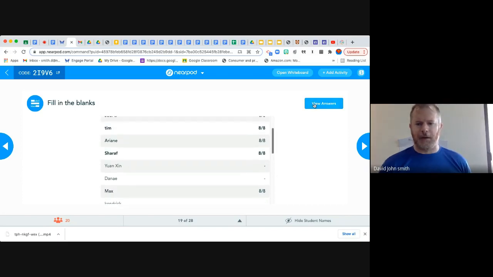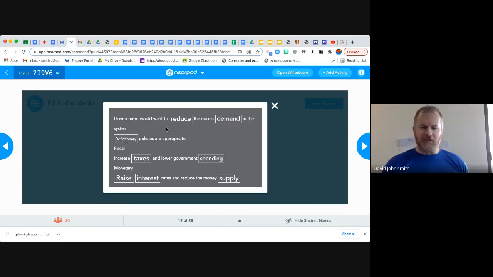All right. So, if we're wanting to reduce the excess aggregate demand in the economy, then a deflationary, contractionary policy is appropriate. So from a fiscal point of view, we're thinking about increasing taxes, lowering government spending. From a monetary point of view, we are considering raising interest rates and possibly reducing the money supply.